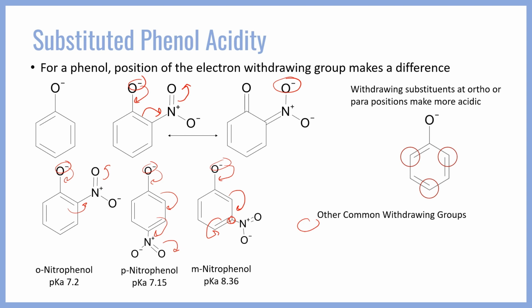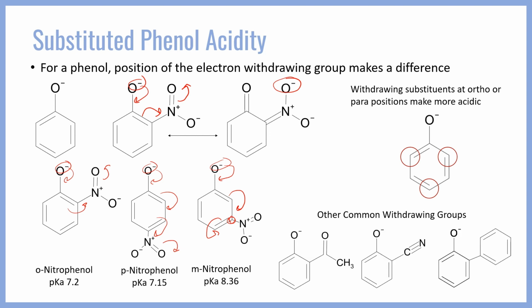There are several other common withdrawing groups which I want to make you aware of, and those are going to include a carbonyl group attached to the ortho or para positions. We can go ahead and distribute the electron density nicely into that carbonyl group.